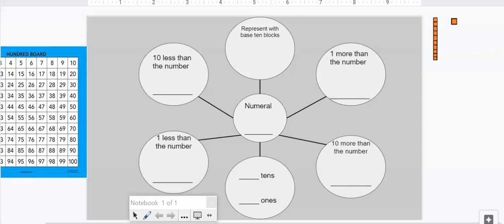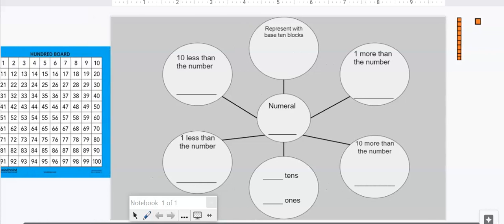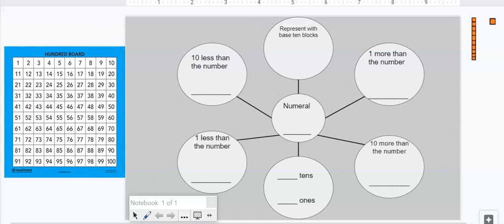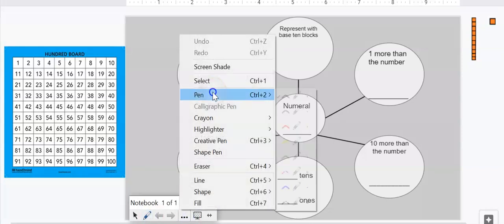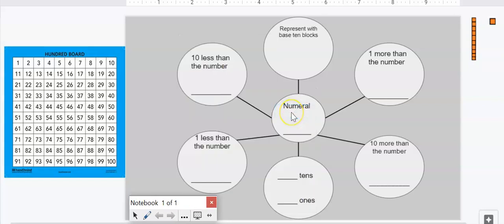Okay, so the first thing that we're going to do is put a number in the middle of our web. Are you ready to see the first number? Okay, let me get my pen. Here we go. Can you tell me what this number is? That is correct. That is 15.